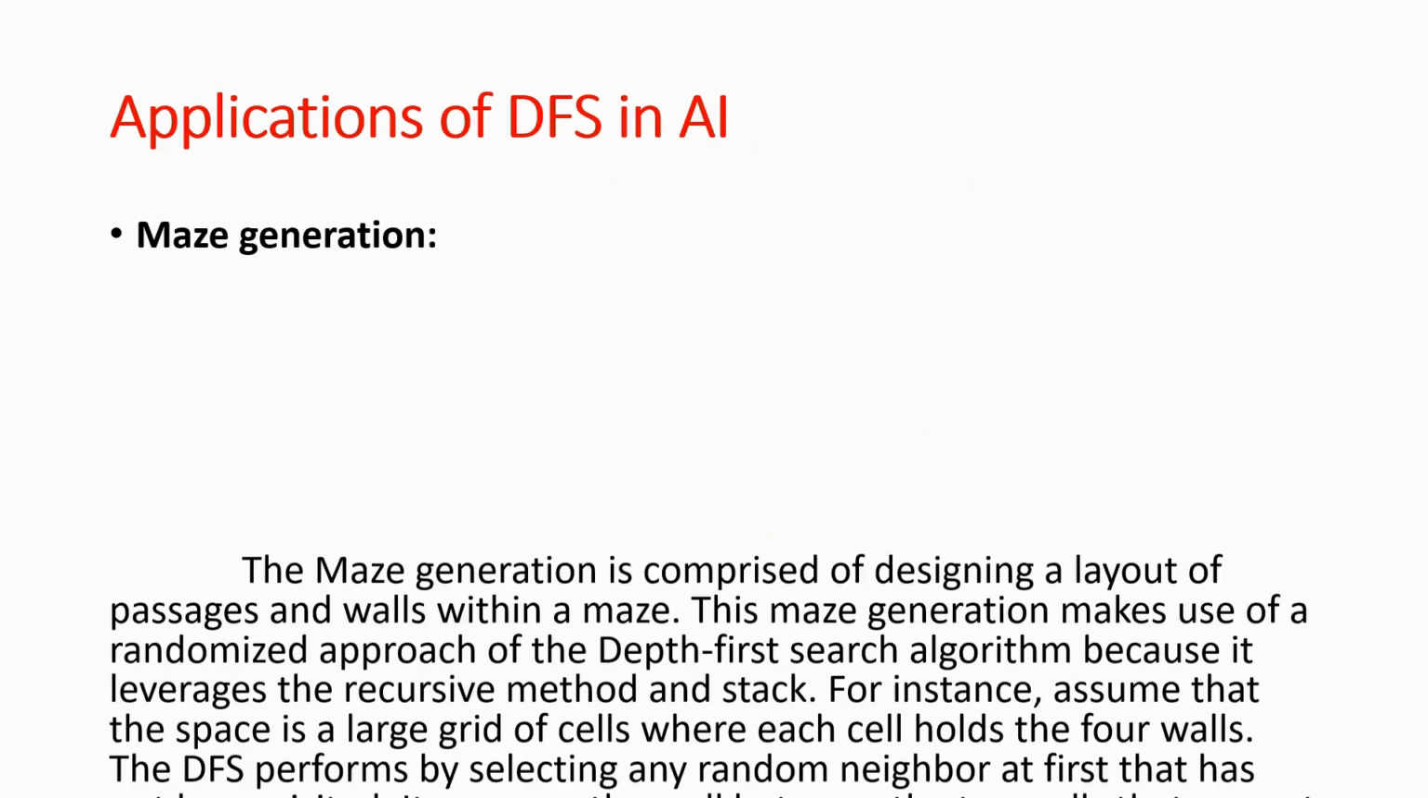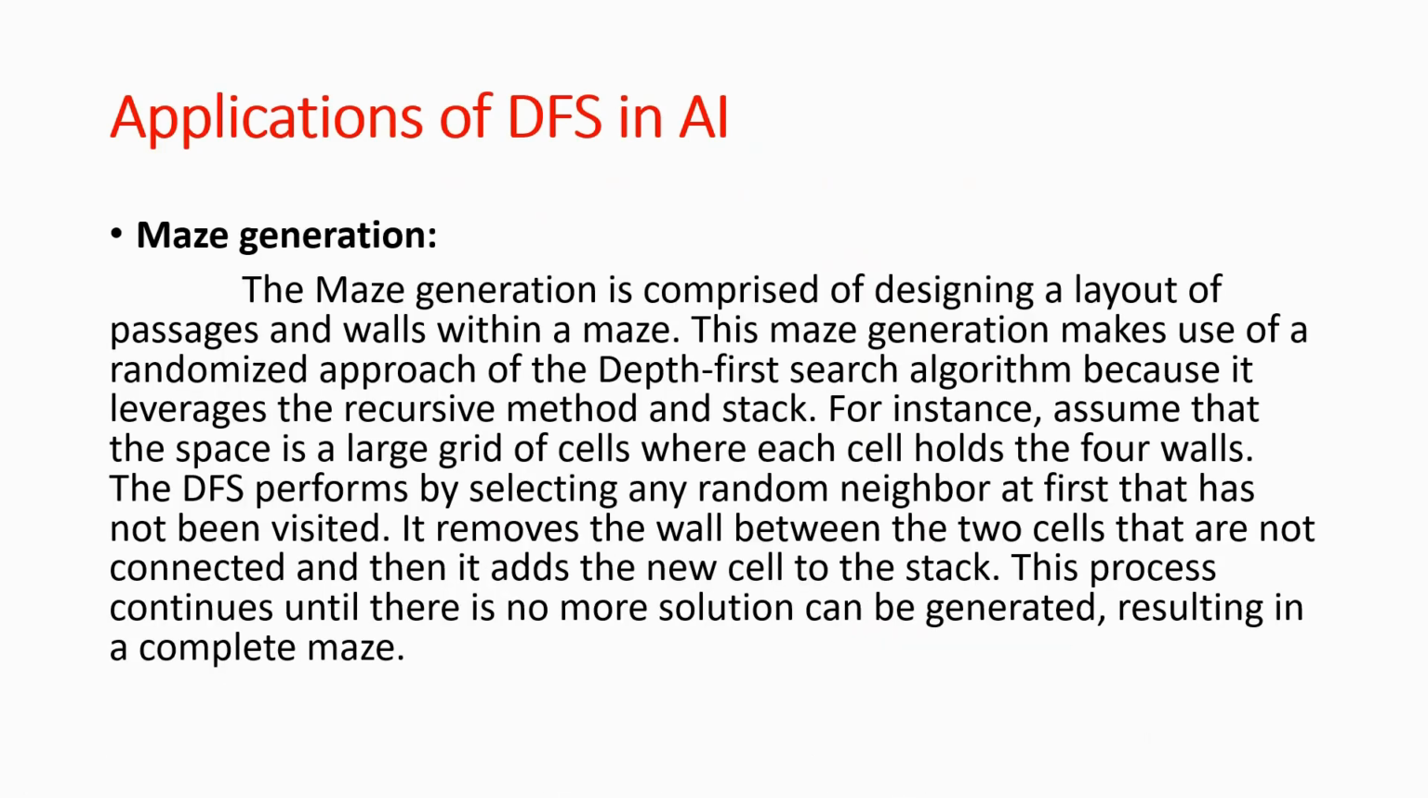We have maze generation. Maze generation is a composite of designing a layout of passages and walls within a maze. It makes use of the randomized approach of the depth first search algorithm, because it leverages the recursive method and a stack, assuming that the space is a large grid of cells where each cell holds four walls, right?